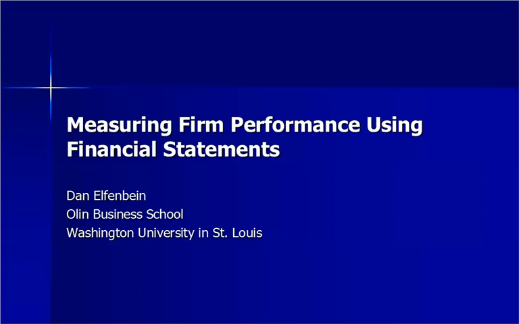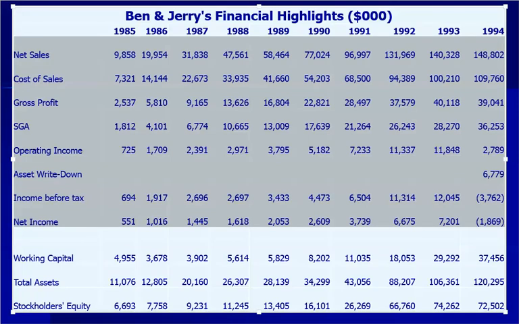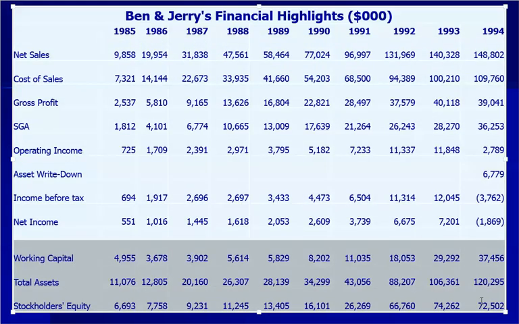This mini lecture is intended to help you begin to glean firm performance information using financial statements. Exhibit 2 of the Ben & Jerry's case presents Ben & Jerry's financial highlights from 1985 through 1994. The top part of the exhibit shows information taken from the income statement of Ben & Jerry's, and the bottom part provides information taken from the balance sheet of Ben & Jerry's.